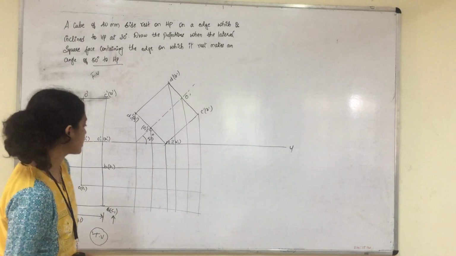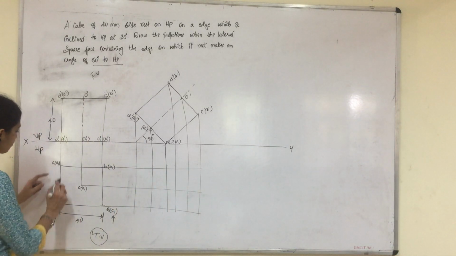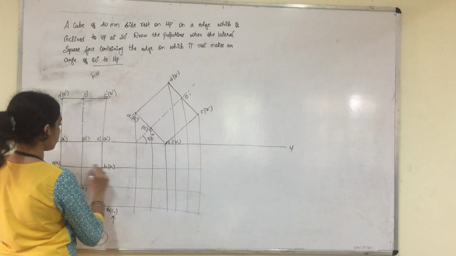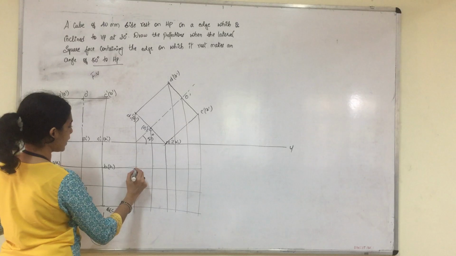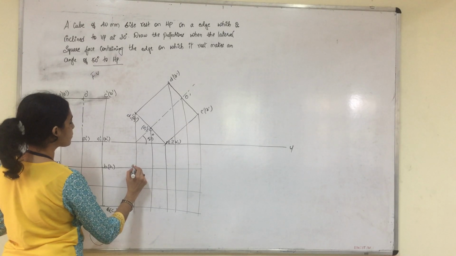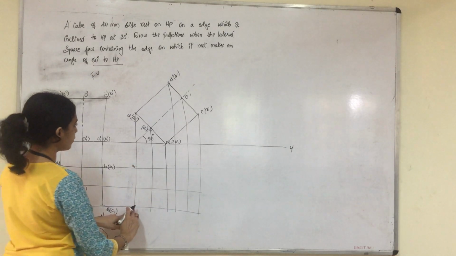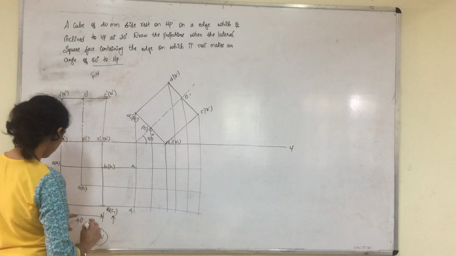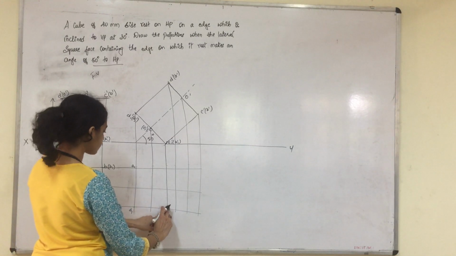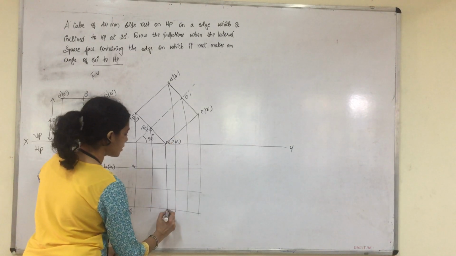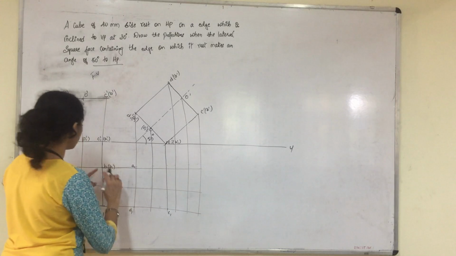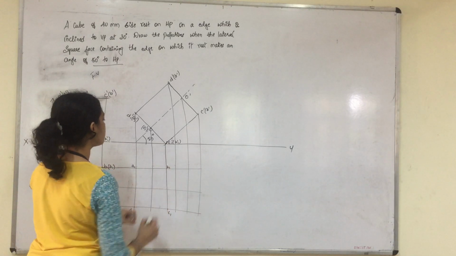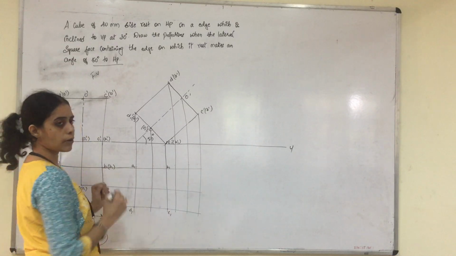Once you erase the extra lines, start reading the locus. The locus of A1 is meeting A1 dash at this point, so this is our A1. The locus of D1 is meeting D1 dash at this point, so this is our D1. The locus of C1 is meeting C1 dash at this point, so this is our C1. The locus of B1 is meeting B1 dash at this point, so this is our B1. So this was the naming of the bottom surface.